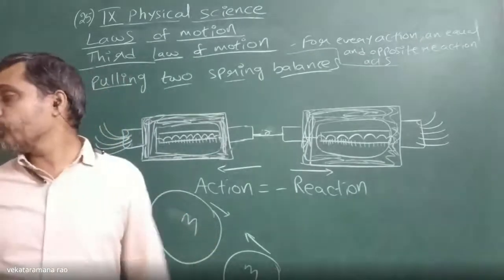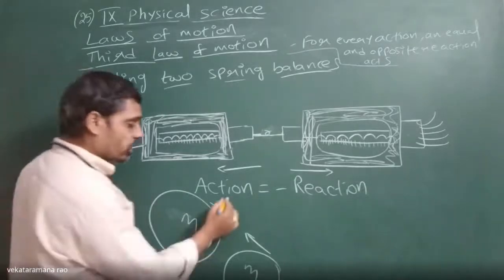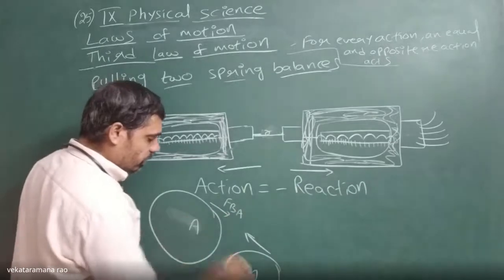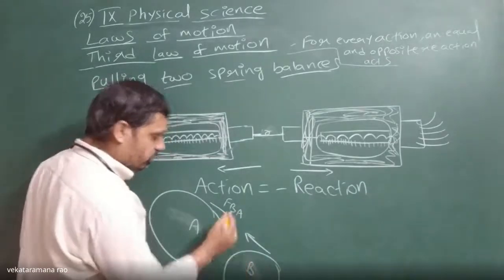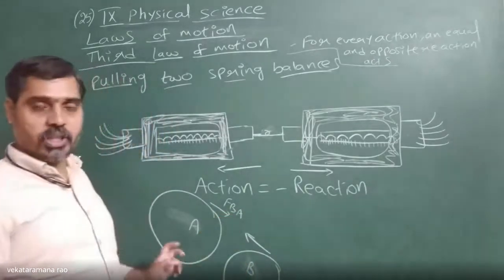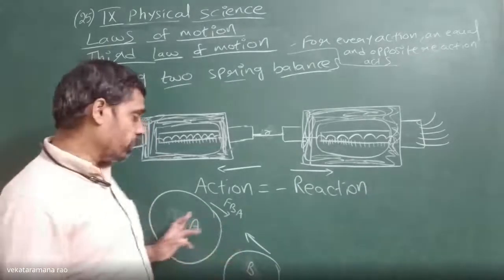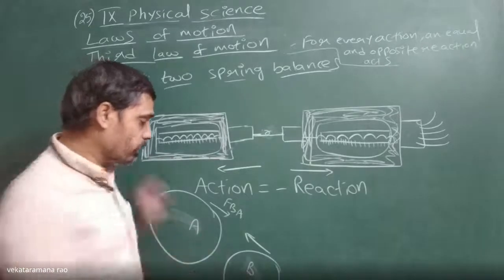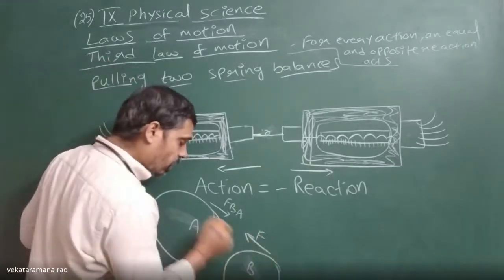The force applied by the first ball is nothing but FBA. Let us assume that this is A and this is B. Now what is this? The force applied by A on B, and this is known as the force applied by B on A.